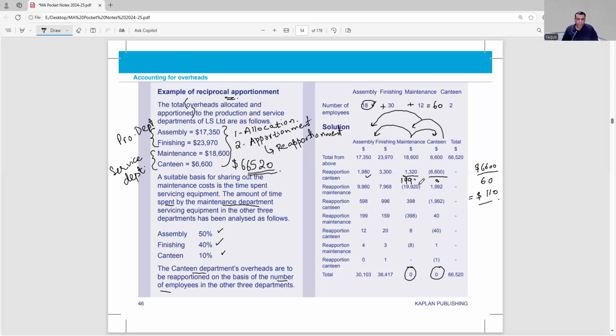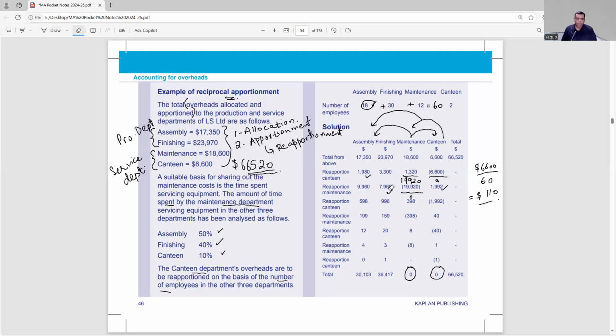So we will add this, and now we have in total 19,920. Similarly, you can see that we are subtracting the whole 19,920, because it will be transferred from maintenance to assembly, maintenance to finishing, and maintenance to canteen. So 19,920 is divided by using these percentages 50, 40, and 10. So 50%, 0.5, 9960, then 19,920 times 0.4, we have 7968, then 19,920 times 0.1, 1992.